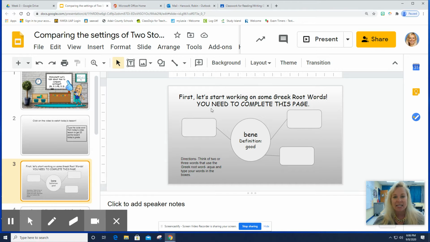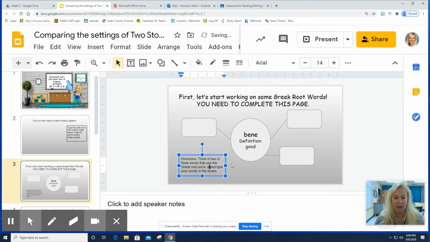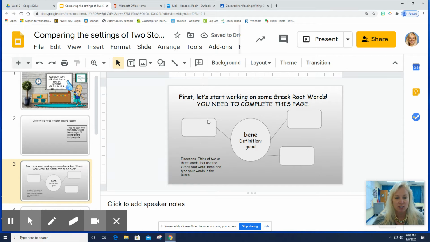Then next, yesterday we talked about aqua, meaning water, Greek root word. Today you're going to talk about bena. Okay, bena is a Greek root word that means good. So your directions, think of 2 or 3 words that use the Greek root word bena that means good. So in each of these boxes, or at least 2 of these boxes, please find a word that uses the Greek root word bena.